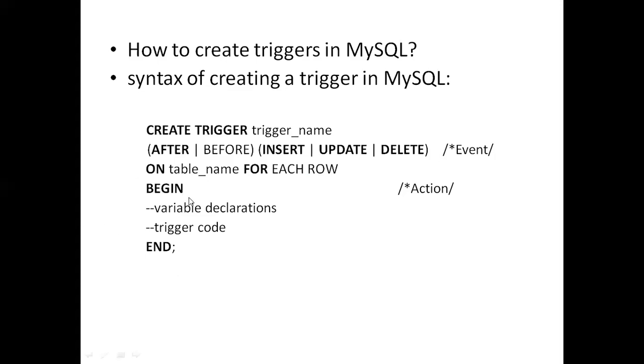Within this begin and end, we are supposed to write a trigger code. That is going to be called a condition, as well as actions. Condition means checking. Whichever statement is checking, that is condition checking, whether it is an insert or update. Those are going to be called the condition part.